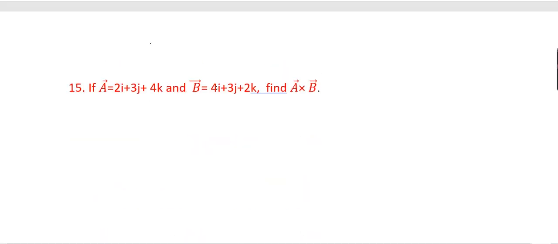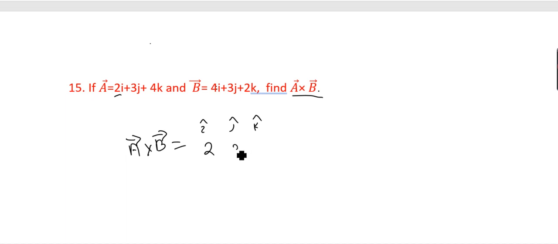Our next question is question number 15. It's a very simple question. It asks us to find just A cross B, that is the vector product, as we have done here. So I can write A vector and B vector with i, j, k. First I will write the components of A: the x component is 2, y component is 3, z component is 4. Now the components of B vector: x component is 4, y component is 3, and z component is 2.